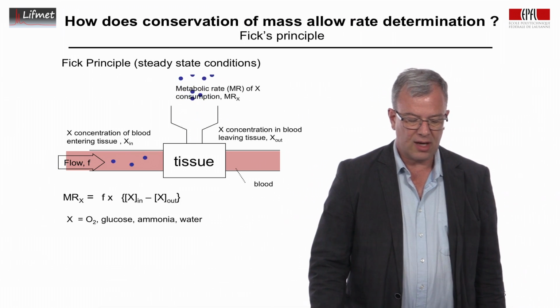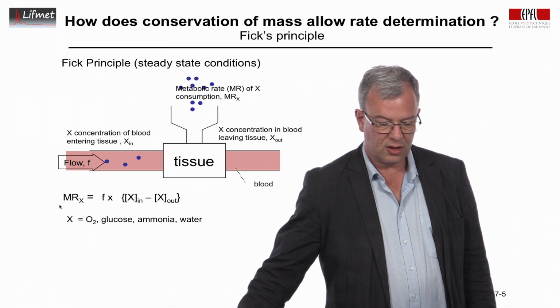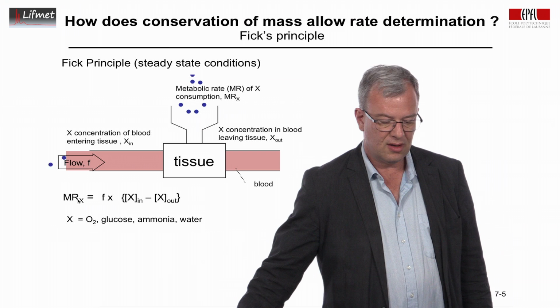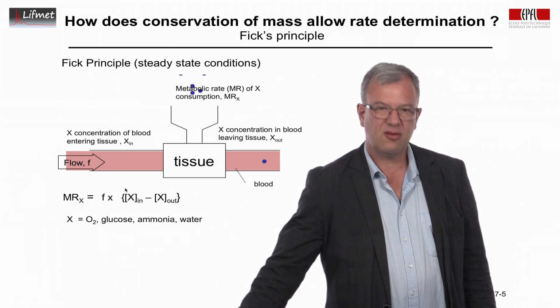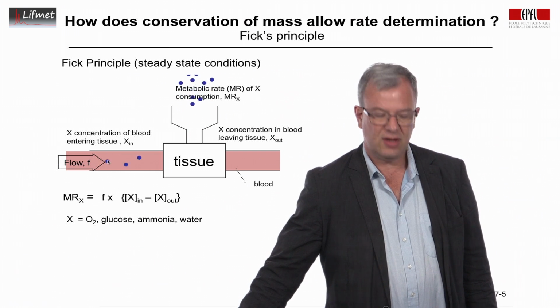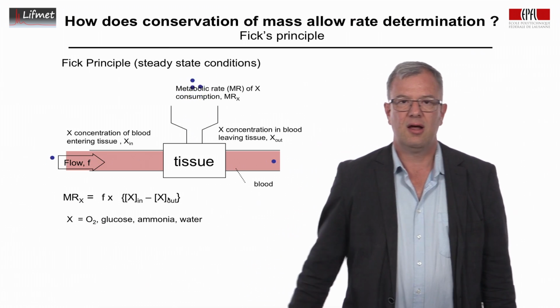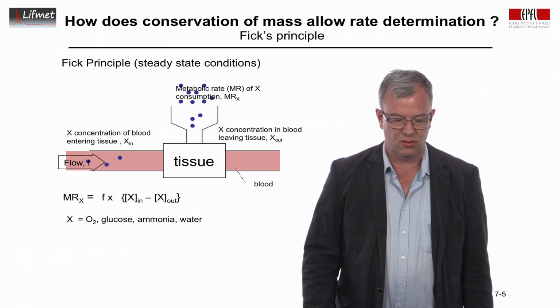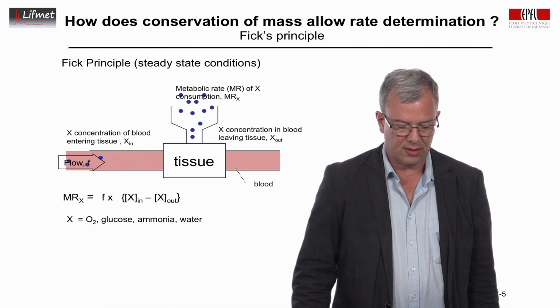And if we now look at mass conservation, this simply dictates that the number of molecules being consumed, that is the metabolic rate, is equal to the number of molecules coming in, that's blood flow times the concentration of blood entering the tissue, minus the number of molecules leaving the tissue, that's blood flow times the concentration of blood leaving the tissue. So this gives us the metabolic rate of this compound.